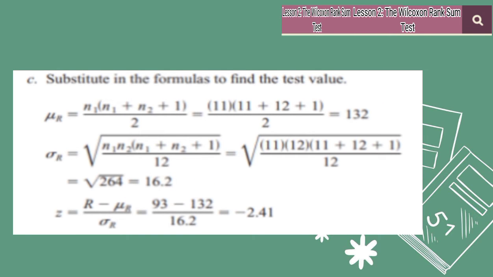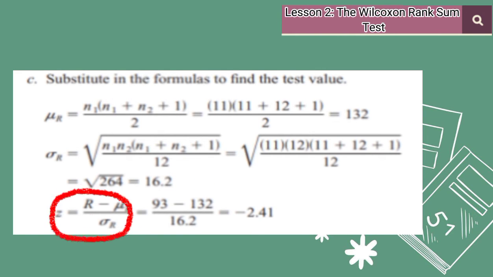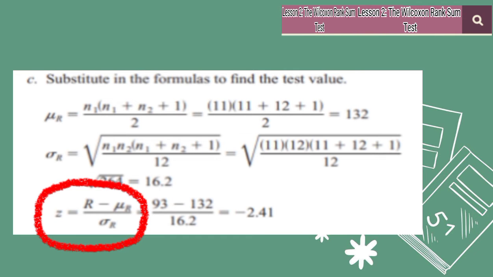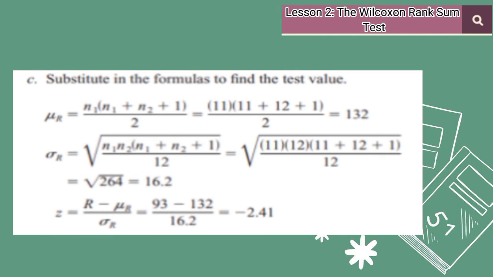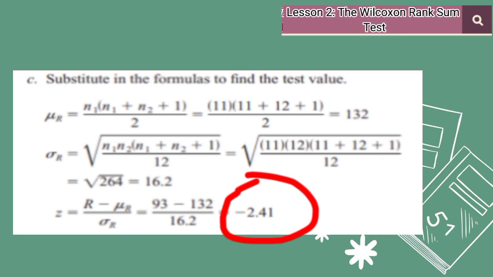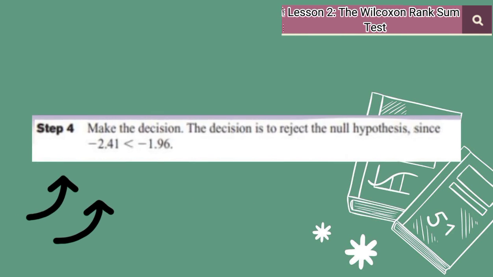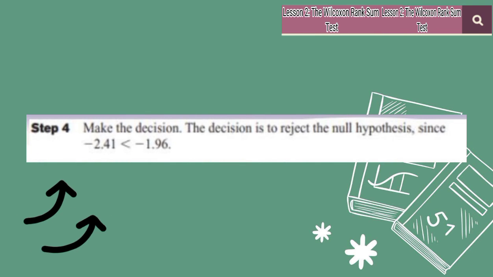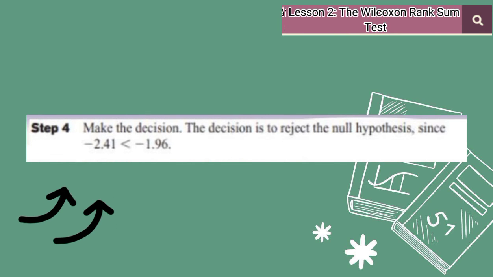To find the test value, we have the formula Z is equal to R minus mu sub R over sigma of R, which is 93 minus 132 over 16.2. And the answer is negative 2.41. Next is step 4. Make the decision. The decision is to reject the null hypothesis since negative 2.41 is less than negative 1.96.